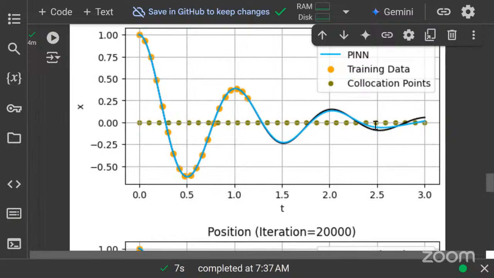For yellow, you don't need to get the derivatives. For yellow, you just need the prediction of the neural network, and then you already have the ground truth. Just compare them, point to point, is what's happening at the yellow points.